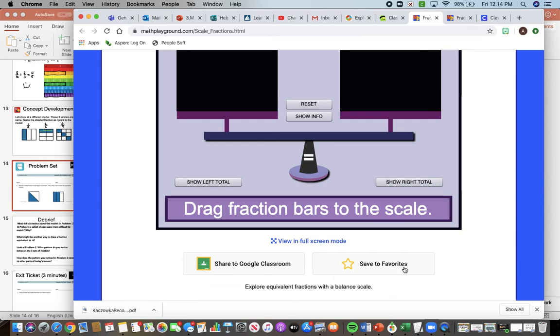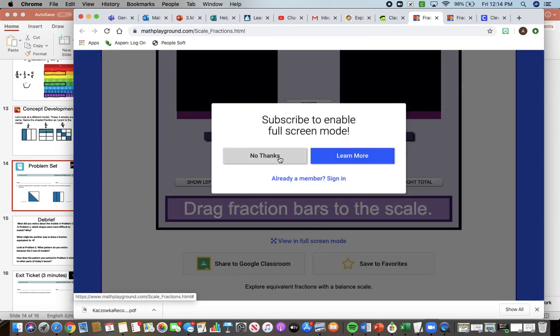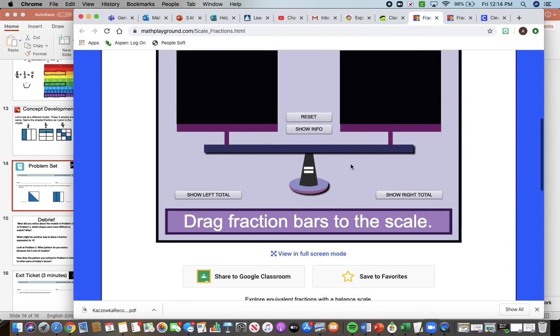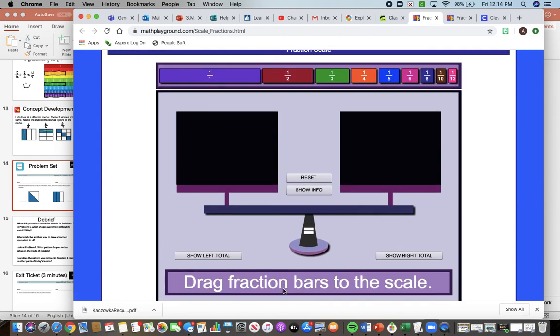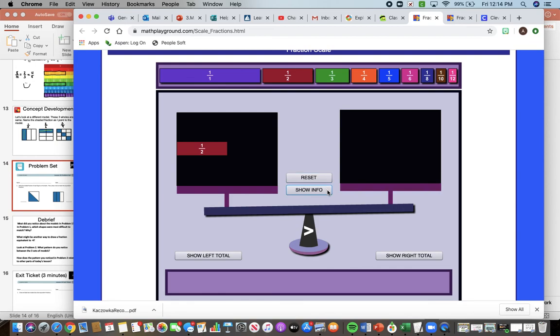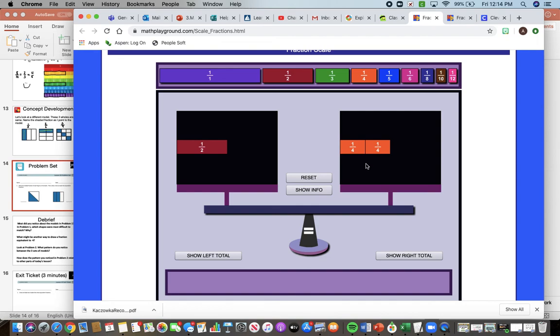When you get there, you can go on your full screen mode. Oh, I'm not going to do that. Never mind. You're going to want to drag the fraction bars to the scale. I want you to pay attention in this bottom part. It says if it's equal, or if it's greater than, I'm sorry, or less than. So we're going to start with 1/2. 1/2 is greater than nothing else right here, right? But we have learned that 1/2 is equal to 2/4. 1/2 is in fact equal to 2/4.